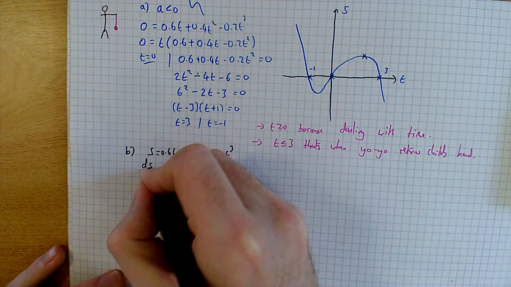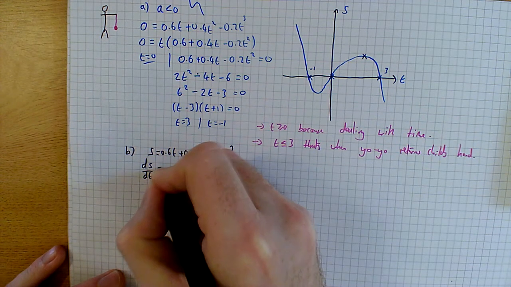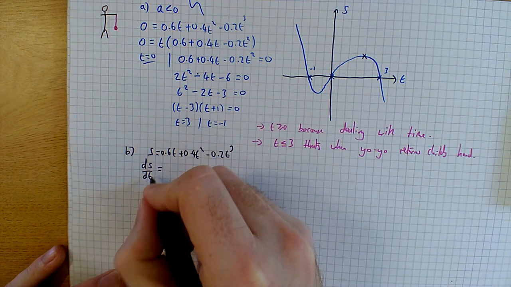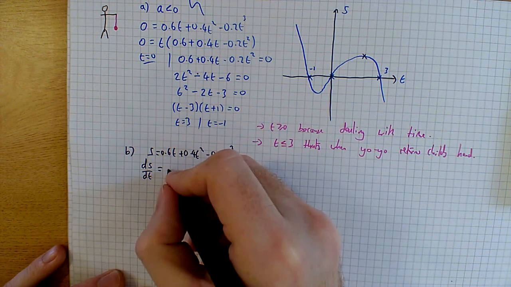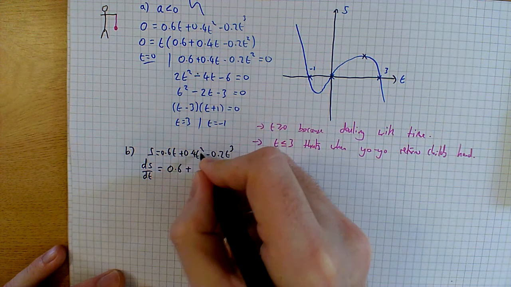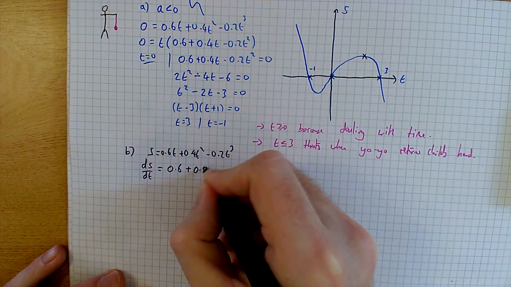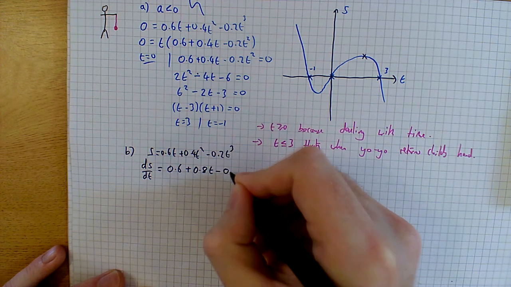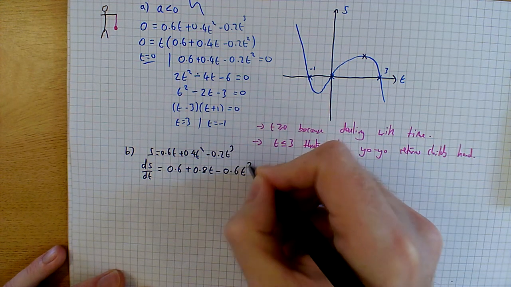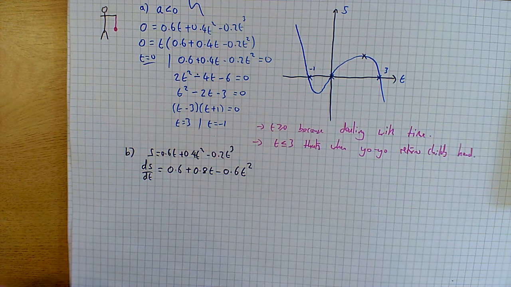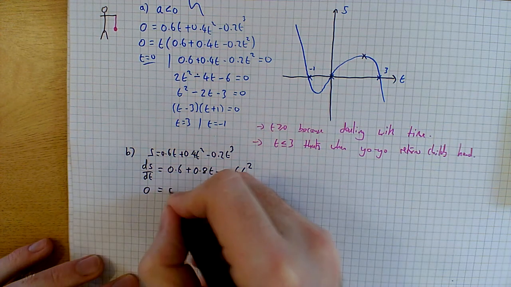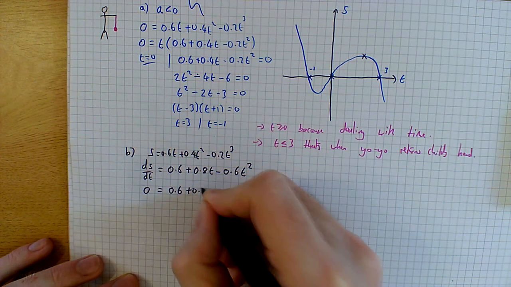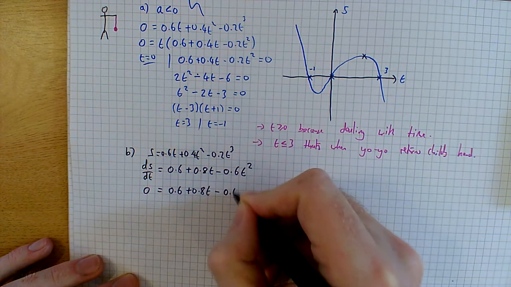So if I do ds by dt, because I've differentiated with respect to t and I'm differentiating s, I get 0.6 plus 2 times 0.4, which is 0.8t, and then 3 times minus 0.2, so I get minus 0.6t squared. Again I get a quadratic. I put this equal to 0 because we're finding a turning point, a stationary point, so we put the gradient equal to 0.